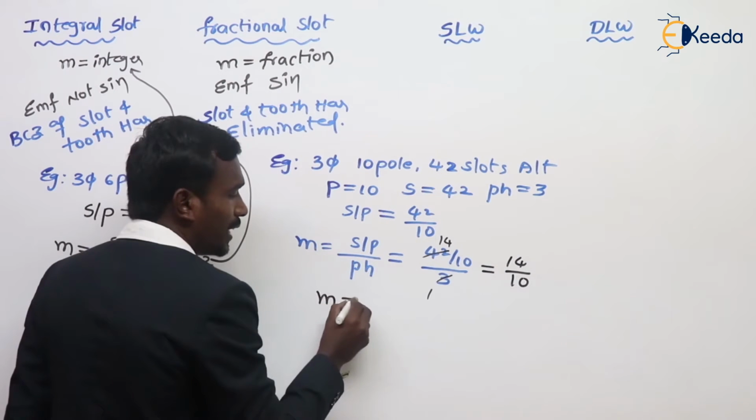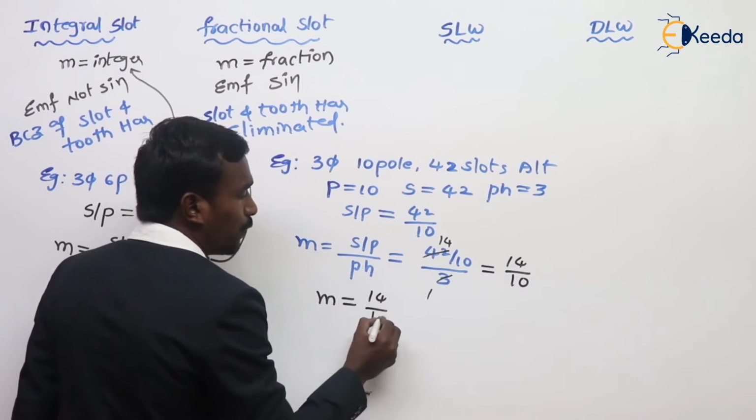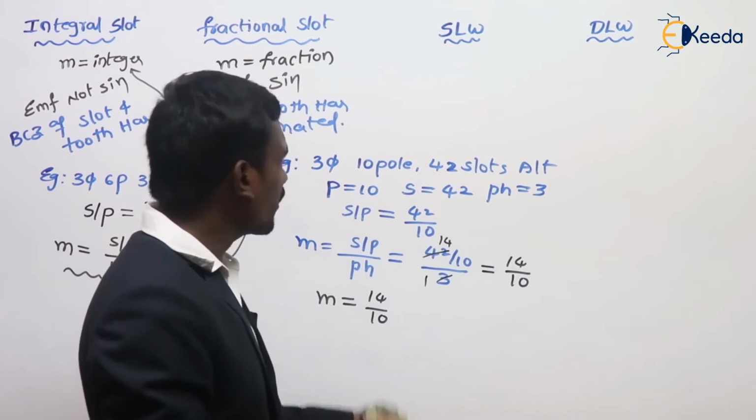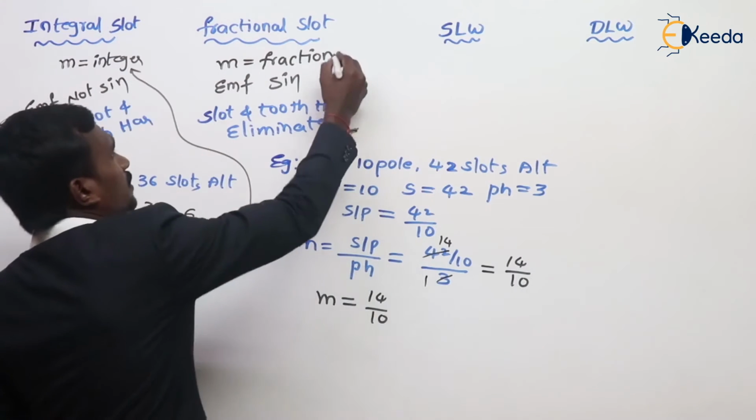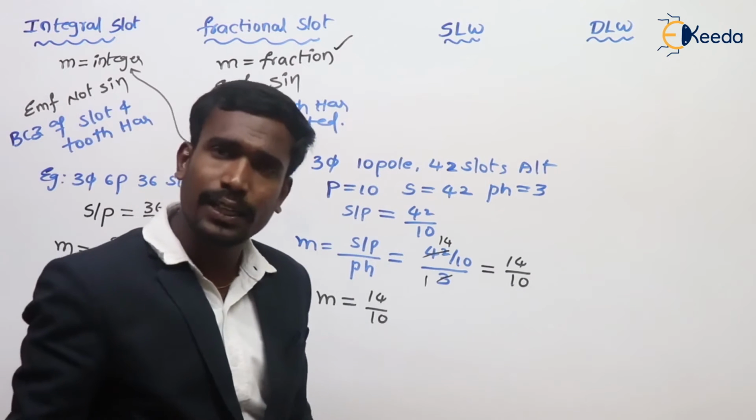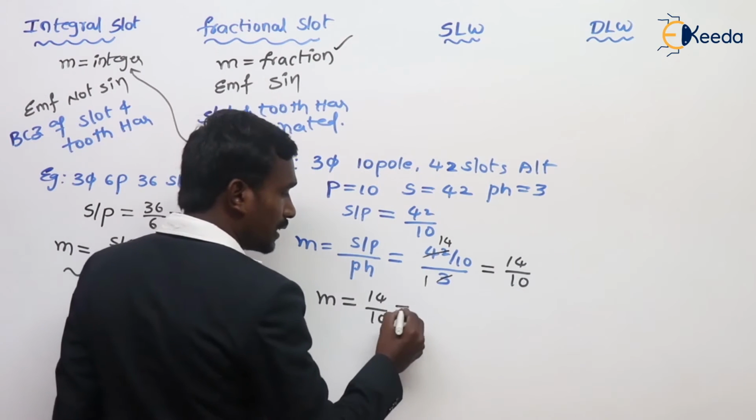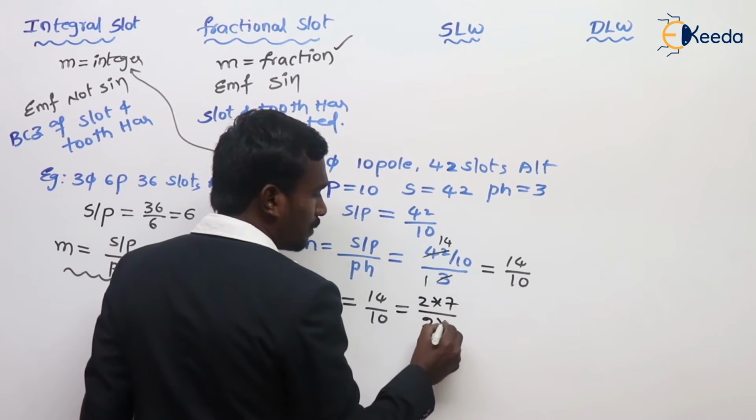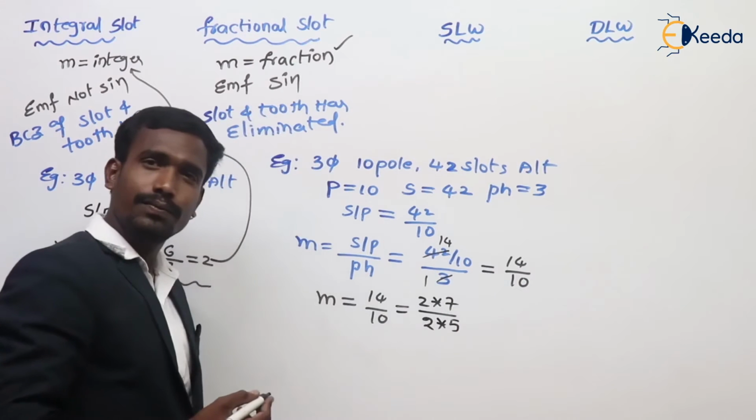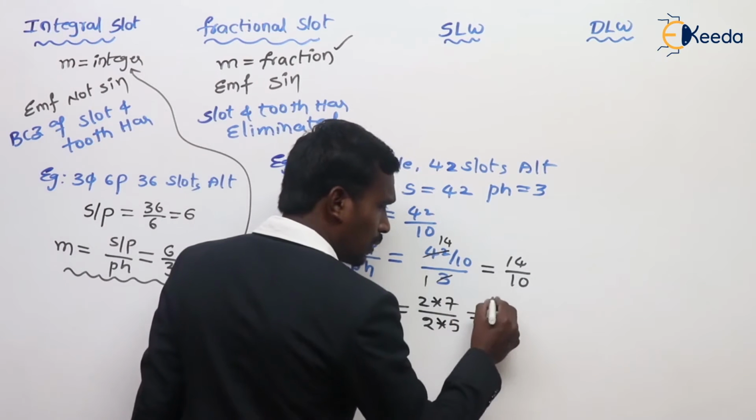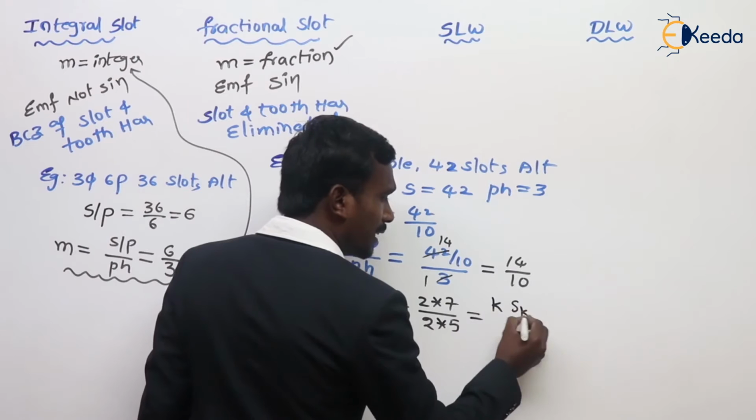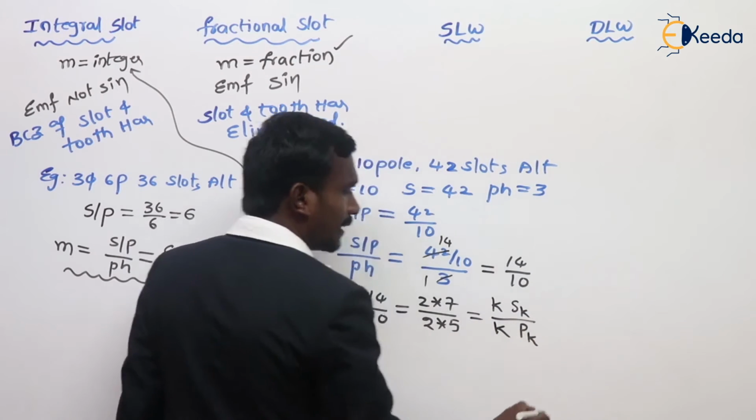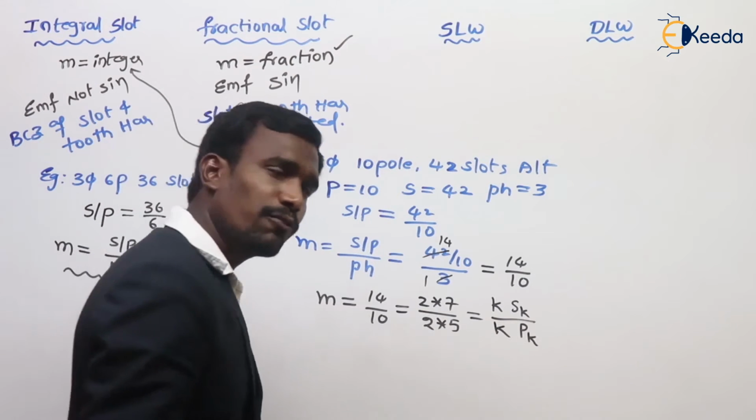Here the phase belt m is equal to 14 by 10. This is a fraction, that's why it is called fractional slot winding. This fraction is written as 2 times 7 upon 2 times 5. This is equal to k times Sk upon k times Pk.